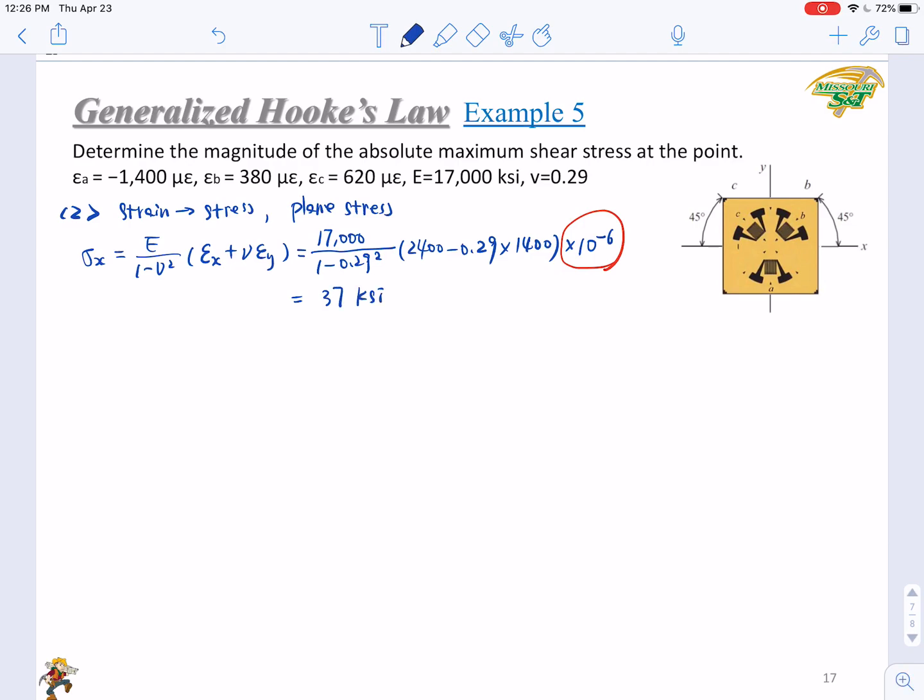Then you can calculate sigma y in the same way. It's E over 1 minus nu square, epsilon y plus nu epsilon x. Again, I will skip this calculation. You will get negative 13.1 KSI.